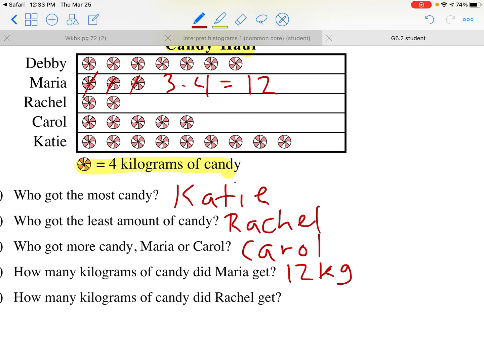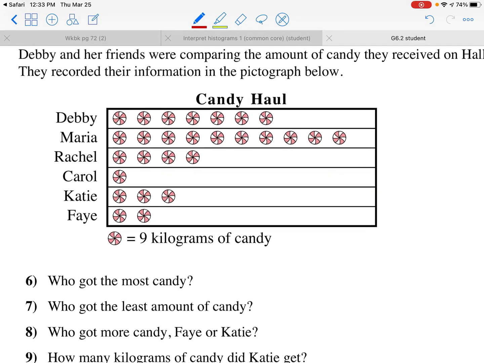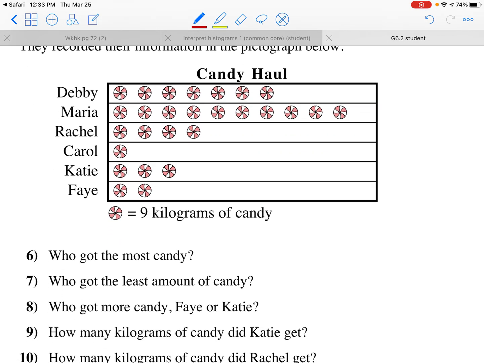How many kilograms did Rachel get? 1, 2, 2 times the 4 kilograms per candy circle. 4 times 2 is 8. 8 kilograms. Woo-hoo. Go below and take a look at the candy haul for a couple more friends.